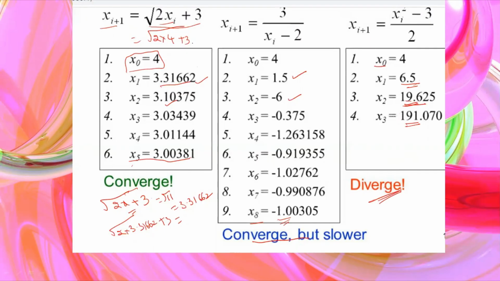See, for the same problem, I have chosen 3 different types of x. But what you observed is, in the first case, it is converging. The second case, it is converged but very slow. But in the third case, it is diverged.